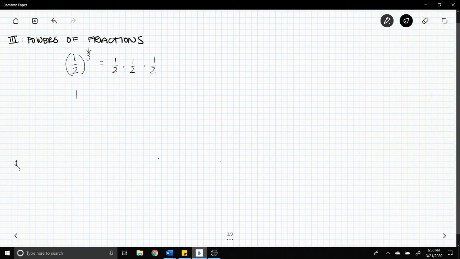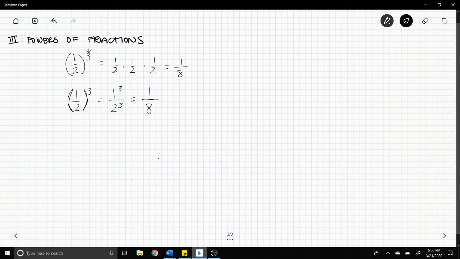Another way to understand it is that each term of the fraction inside the parentheses is going to be cubed. So it's 1 cubed over 2 cubed. And that's one of the reasons why we usually write parentheses when we're talking about a fraction raised to a power. So we're multiplying fractions. What do we do? We just multiply across: 1 times 1 times 1 over 2 times 2 times 2. Or, what is 1 cubed over what is 2 cubed?